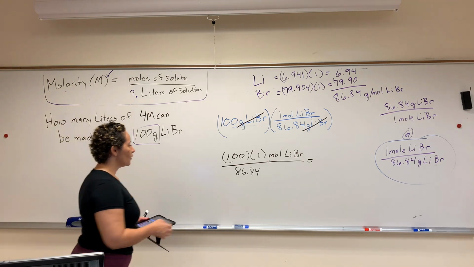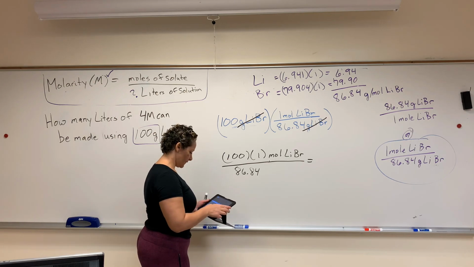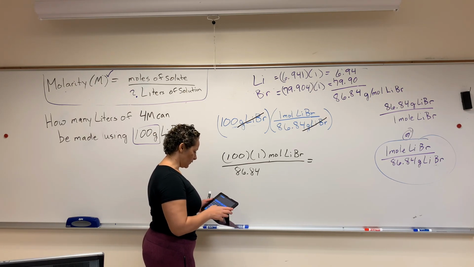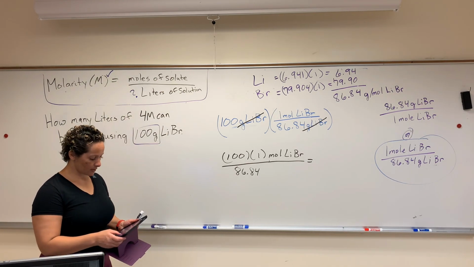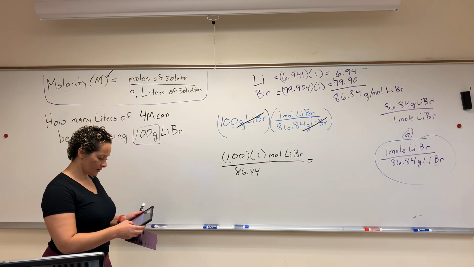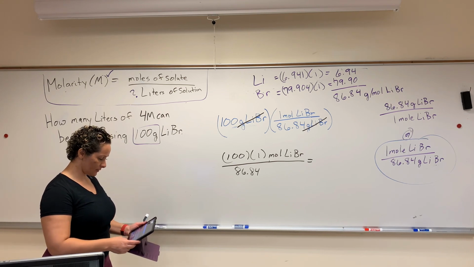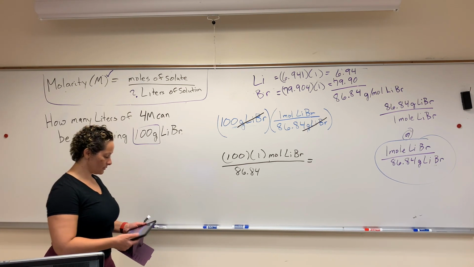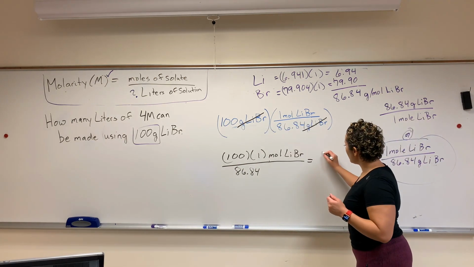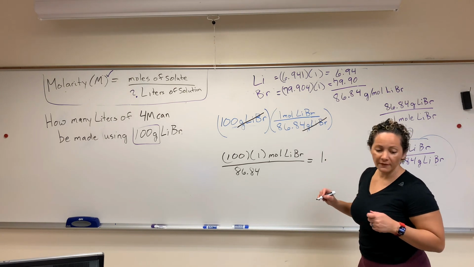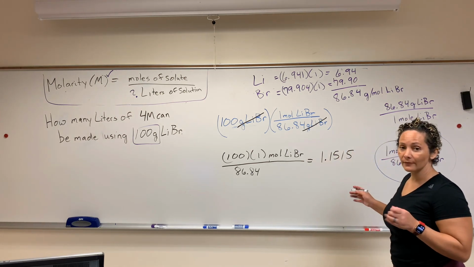So I'm taking 100 times 1 is 100, divided by 86.84 equals... that doesn't feel right. Let's see, 100 divided by 86.84. Okay, that's right. I got 1.1515, and then there's a 4. So I'm gonna let it be.